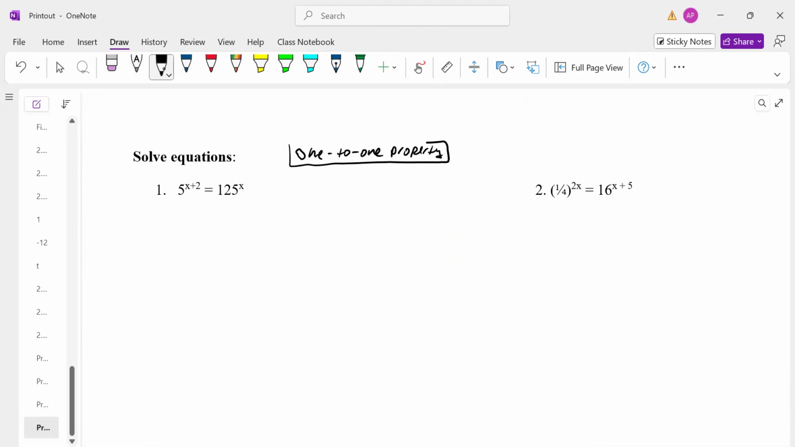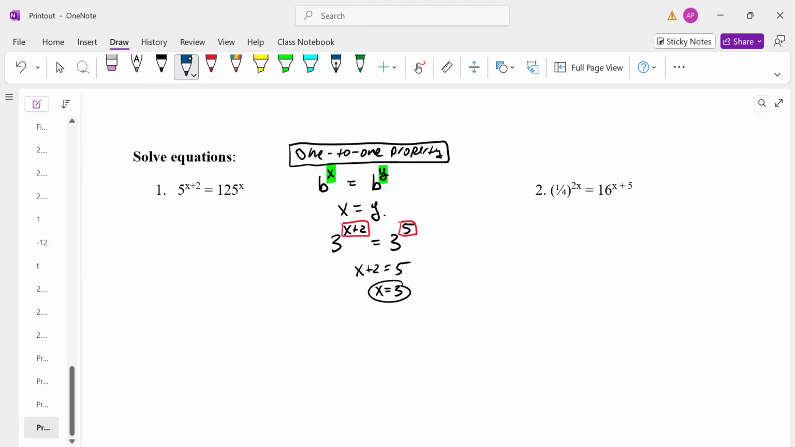And the one-to-one property basically tells us that if we have some base to the power x that is equal to the same base but to the power y, the only way for that to be true is if your powers are the same. That means that x is equal to y. Now, that is nice if you have like 3 to the power x plus 2 equals 3 to the power 5. Then all we do is just set up the powers equal to each other because the bases are the same. So the only way for that to be true is if x plus 2 is equal to 5, and therefore you find your answer, which just happens to be x equals 3.